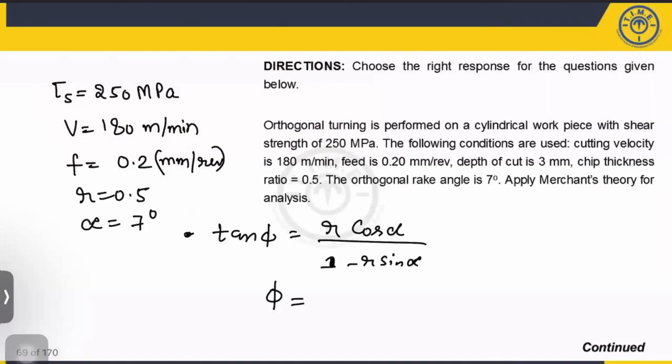Anyone got the answer? What is the value of phi? The R value is 0.5. Sir, in this question, how do I calculate this tan inverse value within the virtual calculator? That's why I'm telling you, you have to practice.